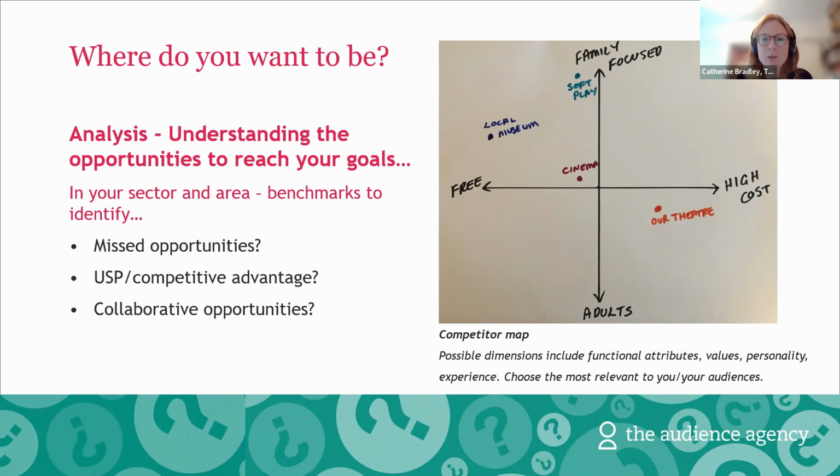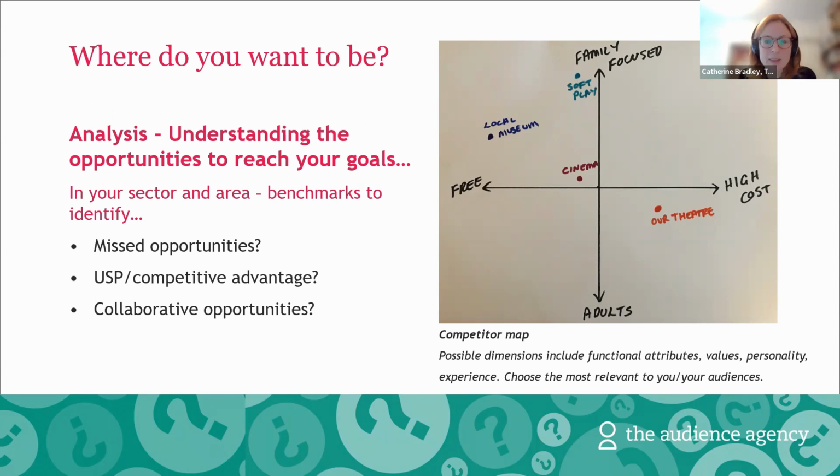Competitor mapping and thinking about your competitors is a really useful part of the analysis as well. I've shown an example here on the screen of a competitor map where you can use two different relevant attributes to compare how your organization might sit as compared to others in your area. So you can understand where your competitive advantages might be, your unique selling points, your disadvantages as well as thinking about collaborative opportunities that might affect or support you in meeting your goals.